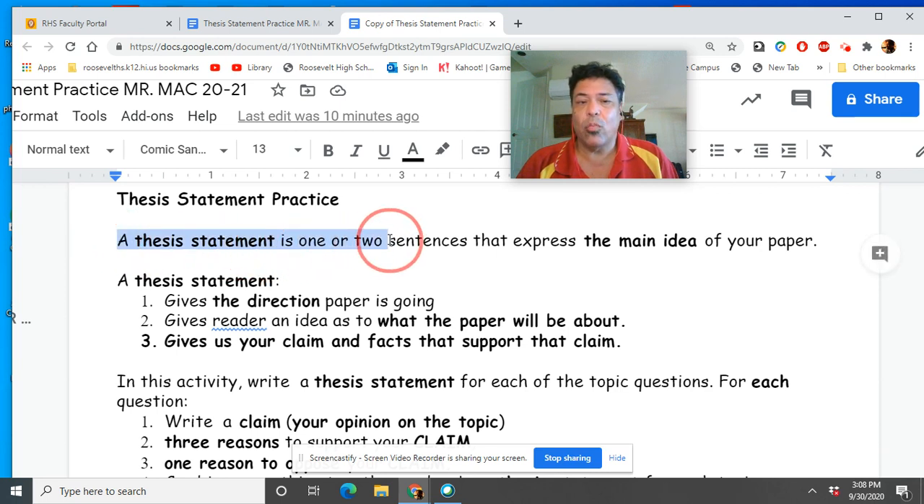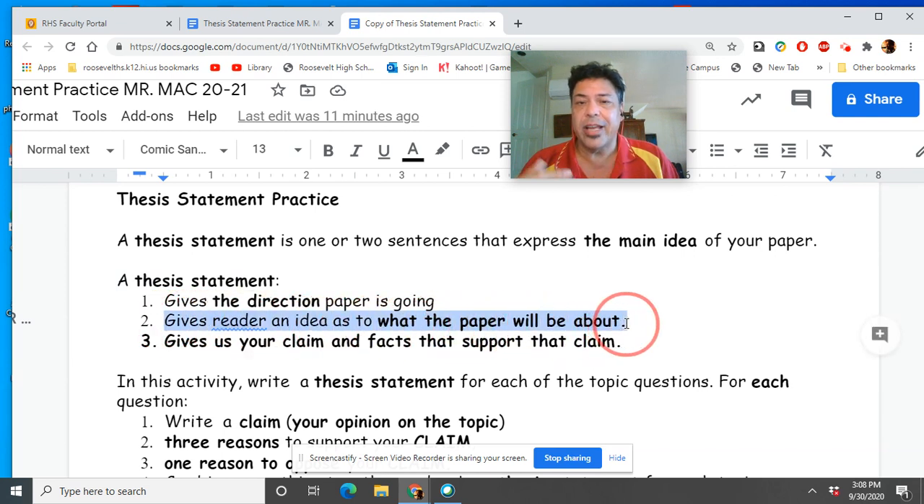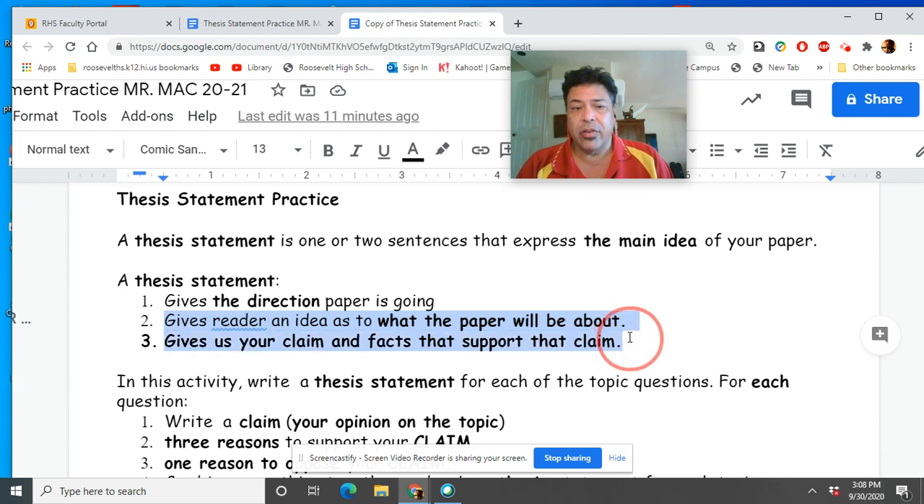So a thesis statement is one or two statements that express the main idea of your paper. A thesis statement gives the direction the paper is going, and it gives the reader an idea what the paper will be about. So this is going to help you write your paper, and it's going to give the reader an idea what your paper is going to be about just from that first couple sentences there. So it gives your claim and the facts that support that claim. So your claim is kind of like your opinion.